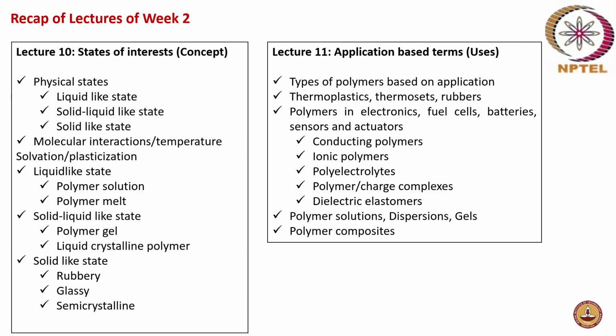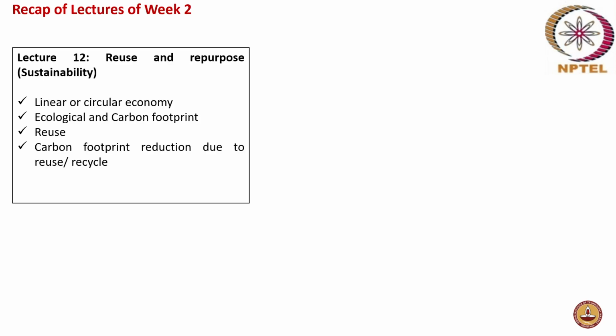Alright, and then the next lecture was on application-based terms, like type of polymers based on application. What are thermoplastics, thermosets, rubbers, right? You have conducting polymers, ionic polymers, polyelectrolytes, right? Polymer charge complexes, dielectric elastomers, right? So these were all discussed. And polymer solution, dispersion, gels, polymer composite, right? So these were all discussed.